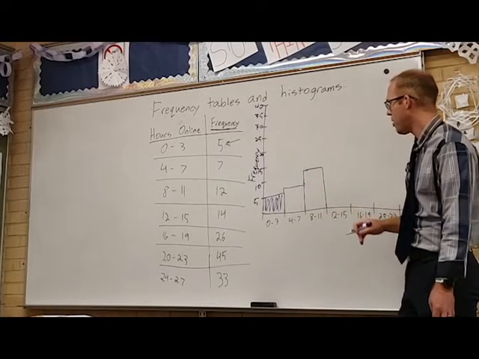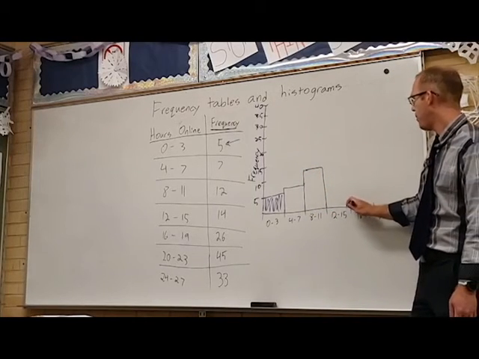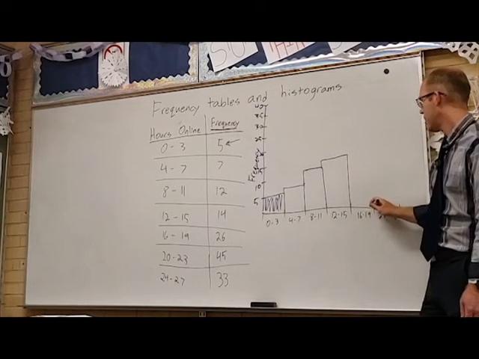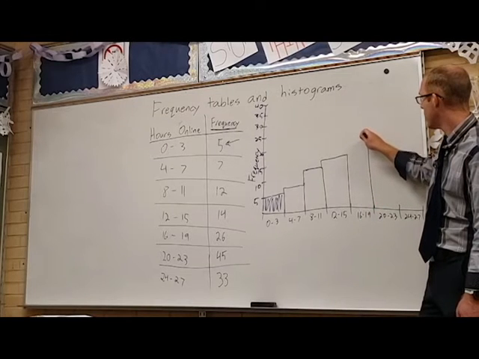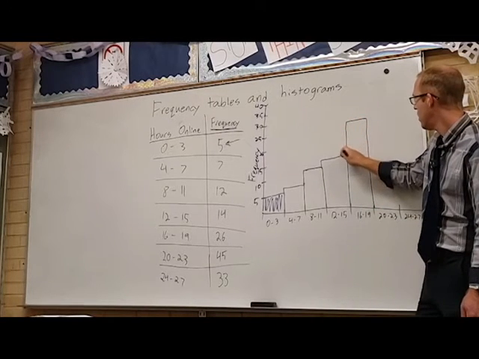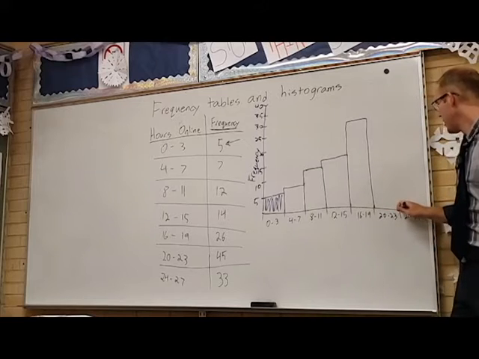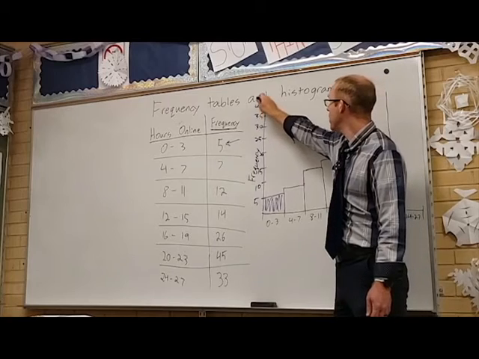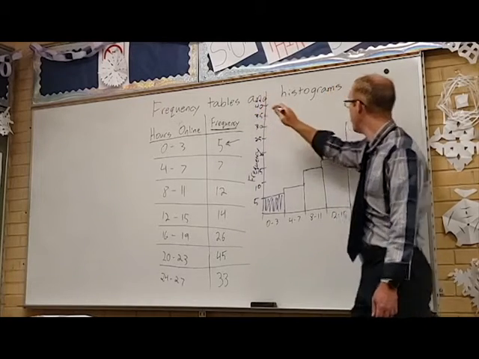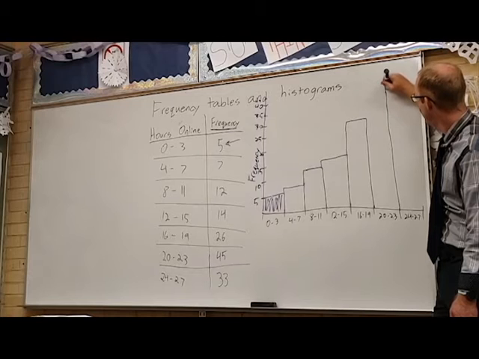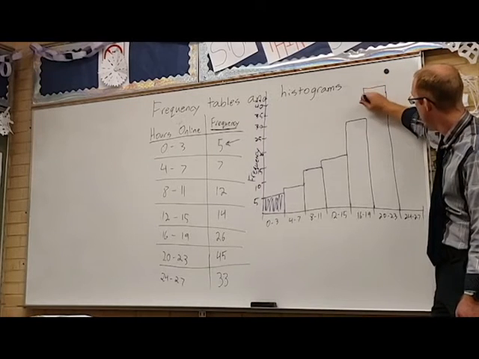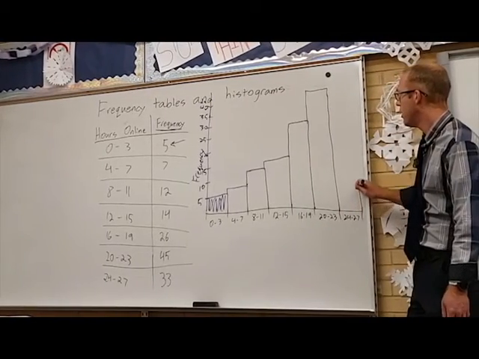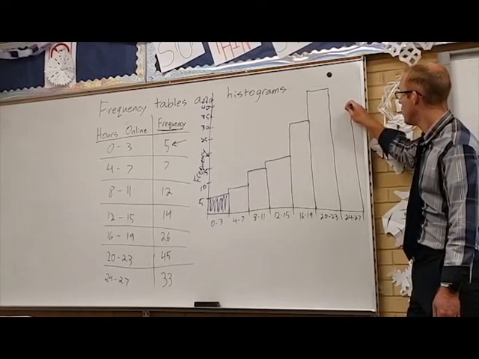And we're going to continue to draw bars for each of these. So 12 to 15, we're up to 14. 16 to 19 goes up to 26. 20 to 23 is the one that goes all the way up to 45. I didn't quite make it there, so we'll stretch this out, go to 45. There we go. So up to 45. And then 24 to 27 has 33. So we're going to go here to 33.